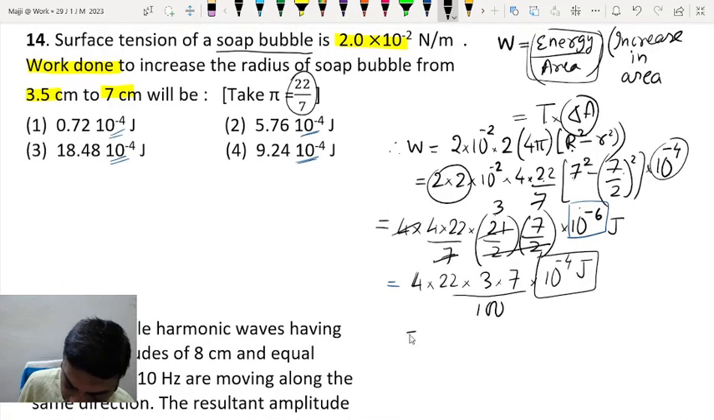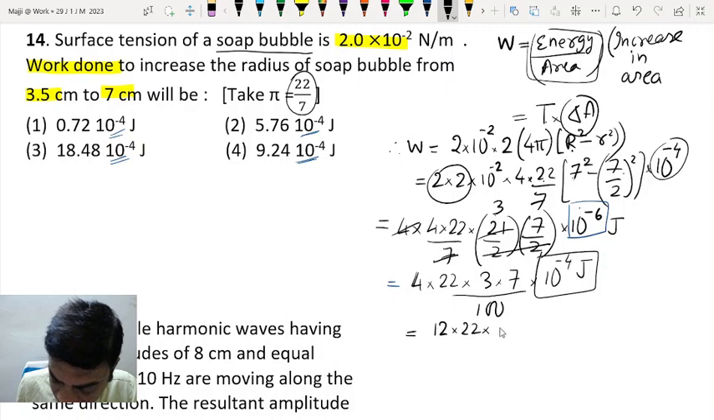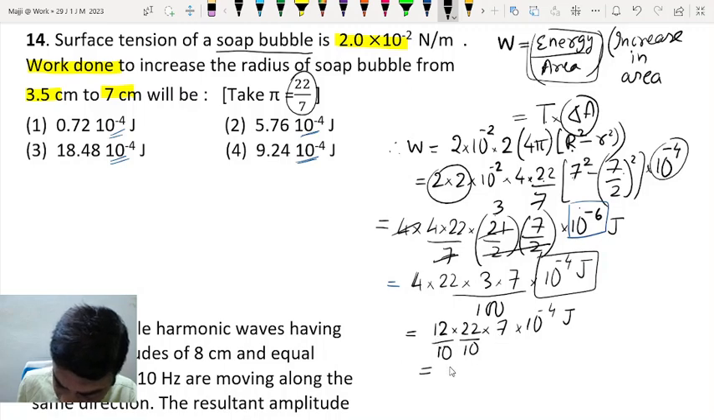So this will be 4 3s are 12 into 22 into 7. So this will be around 110 will take here and another 10 will take it here. Now you can see this around 12 sevens are, we can write 84. So 8.4 into 2.2. 7 into 12, 84 by 10.